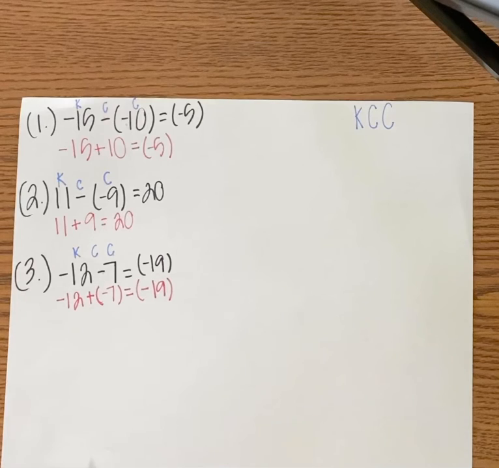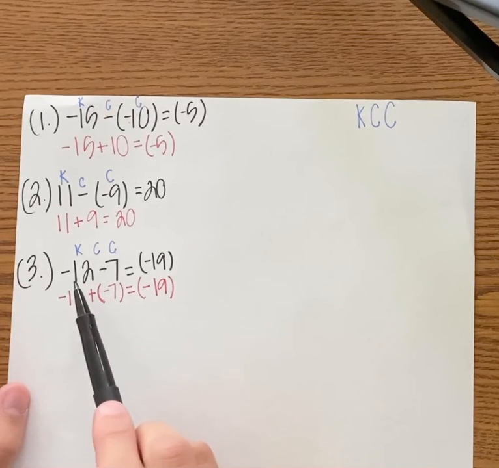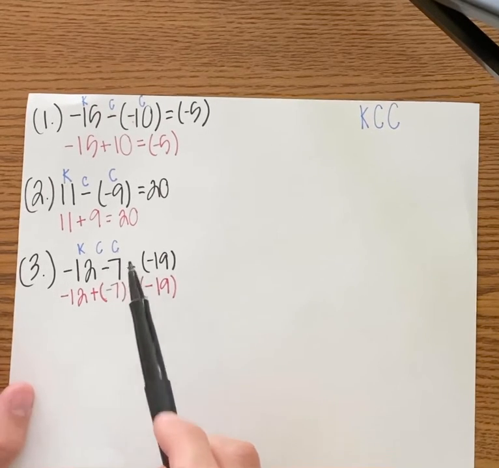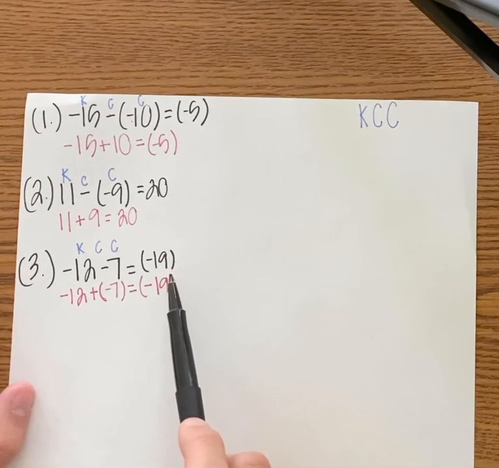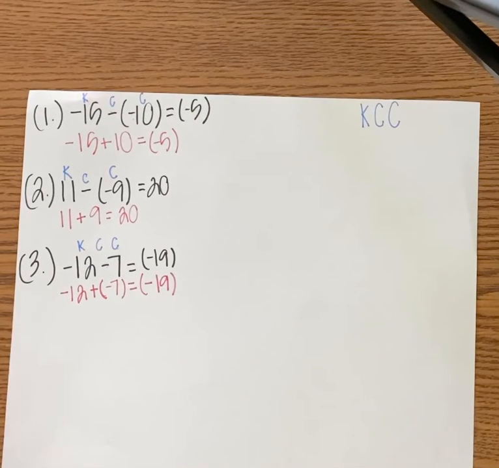Another way to think of it, if you didn't want to change this to addition: you're already $12 in debt. You go $7 more in debt. How much in debt are you? You're negative $19 in debt. I like to think of it as money as well sometimes.